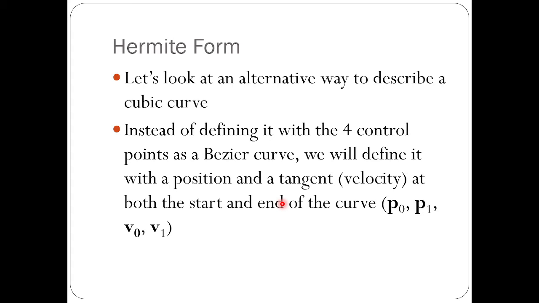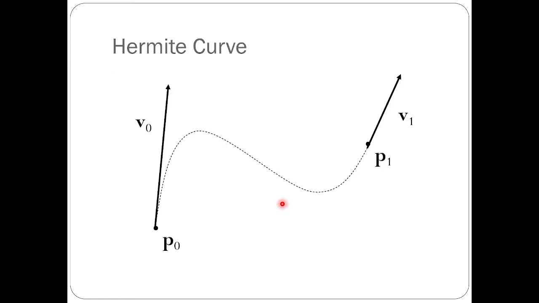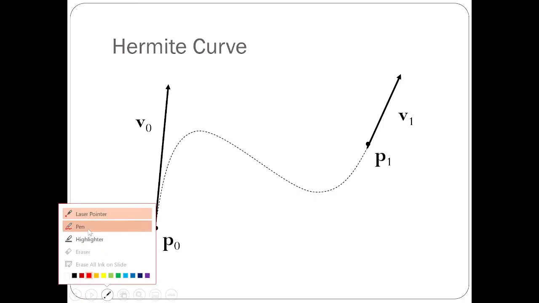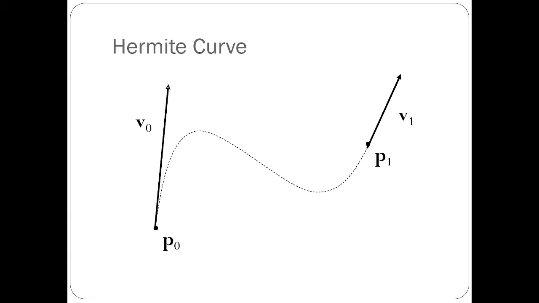In Hermite form, let's look at an alternative way to describe the cubic curve. Instead of defining it with the 4 control points as a Bezier curve, we will define it with a position and a tangent at both the start and end of the curve: P0, P1, V0, V1. See, this is the Hermite curve. Okay, so P0, V0, P1, V1.